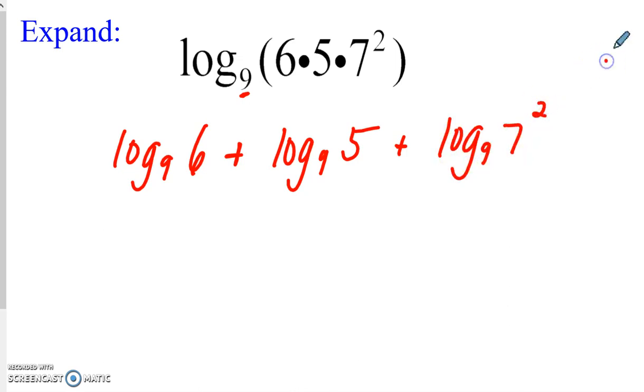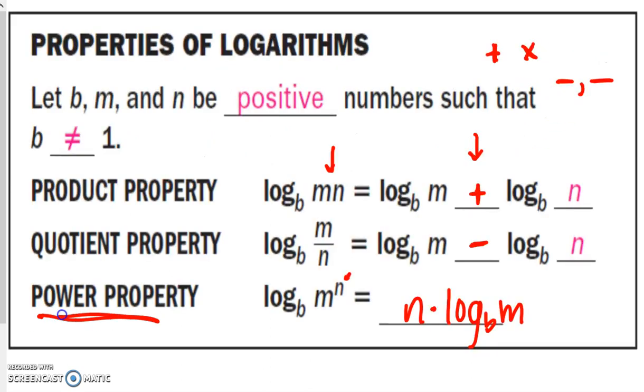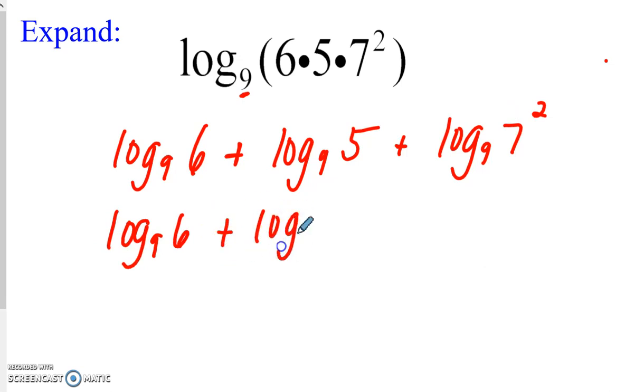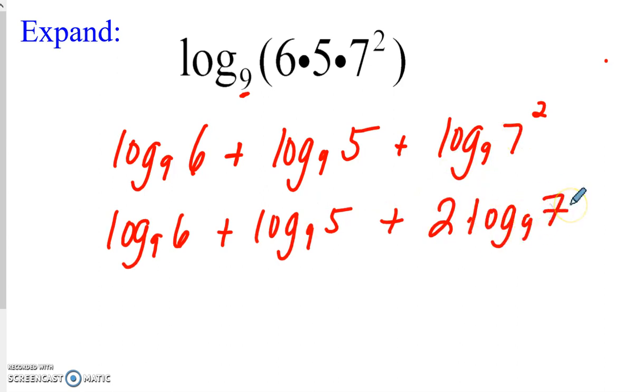Now this is basically done. That's expanded out. The only issue is there's an exponent here. And according to the power rule, if I have an exponent here, I can bring it out in front. So this stays the same, log base 9 of 6, log base 9 of 5. But now I'm going to bring this 2 out in front of this log. And then that's it. Now that's expanded. There's no exponents. You use the same base 9 the entire time. Nothing changes.